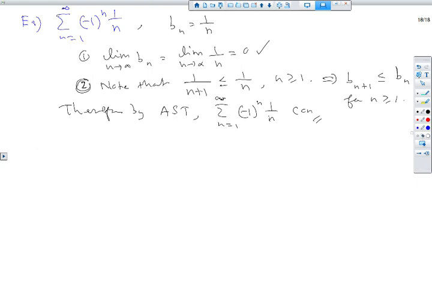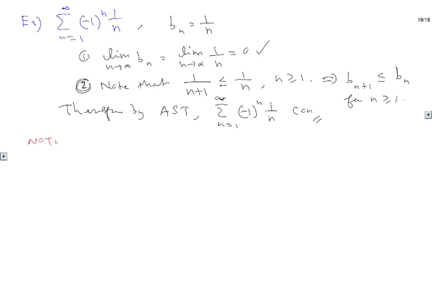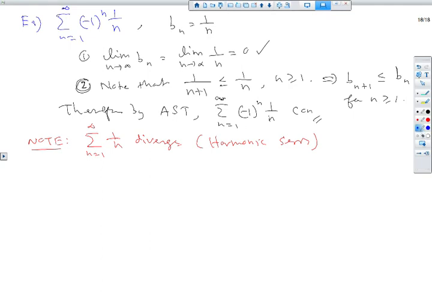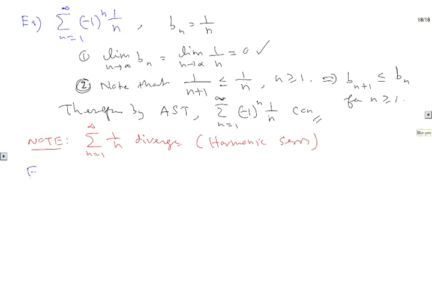And I want to tell you something. The note is, even though this converges, the series from n equals 1 to infinity of 1 over n diverges. This is the harmonic series. Okay, good. So let's look at another example. How about this one?